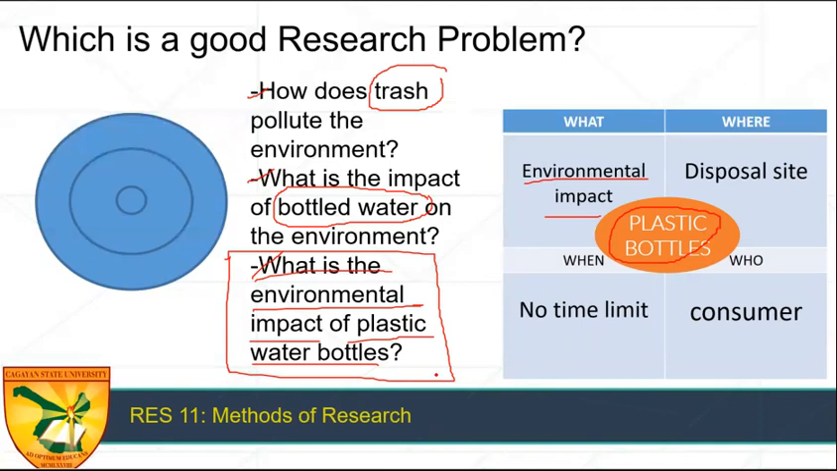But if we are to complete this research problem, we will say that for the community of Tuguegarao City, what is the environmental impact of plastic bottles for the last 5 years? Or if it is more complete, for the community of Tuguegarao City living near disposal sites, what is the environmental impact of plastic water bottles for the last 5 years?